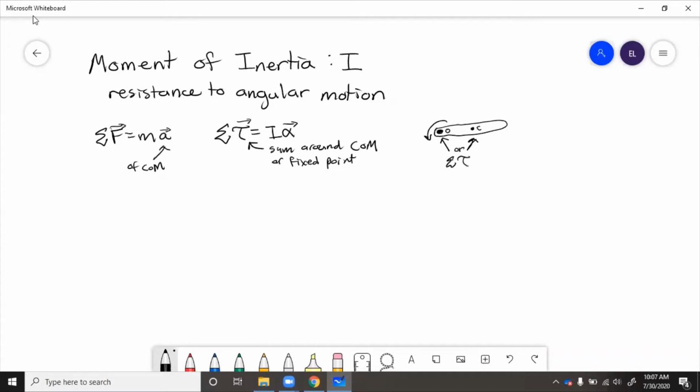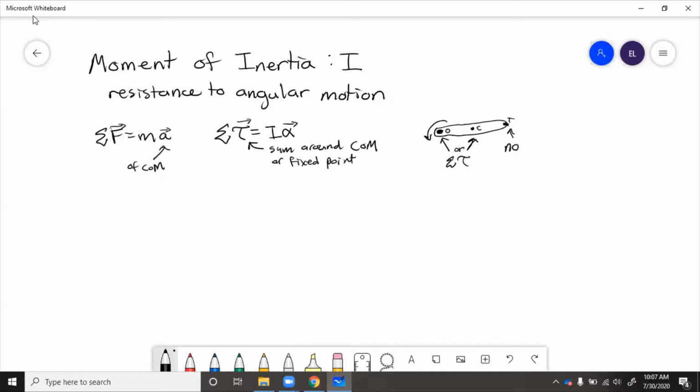Now you cannot sum them around here. Say this is the tip. The answer won't come out right. It has to be either the center of mass so that all the weight is equally balanced around that point, or the center of rotation. So it's got to be the center of something.